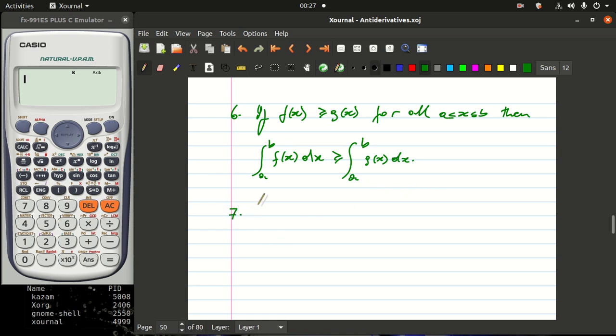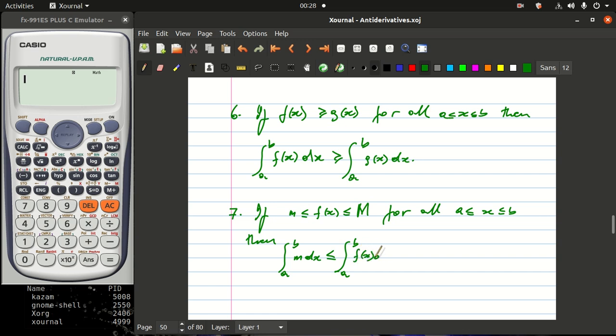The last one, I would say, is that if I have some number m, and this number m is less than this function f of x, and this function is less than the capital letter M for all values x that are between a and b, then the definite integral from a to b of m with respect to x must be less than or equal to the definite integral from a to b of f of x dx, and this must be less than or equal to the definite integral from a to b of M dx.